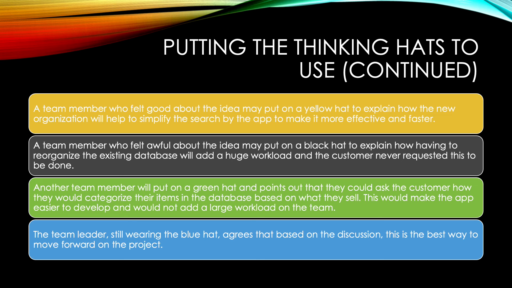And how this works for us is that the yellow hat team member is happy because now the app has an easier time of finding things. And the black hat team member is happy because now that huge workload that could have occurred is being taken care of by the customer and not by the team. So then the team leader, still wearing the blue hat because they can't take that off, agrees that, hey, this is a good direction to go and we can move forward on the project based on what has been presented.